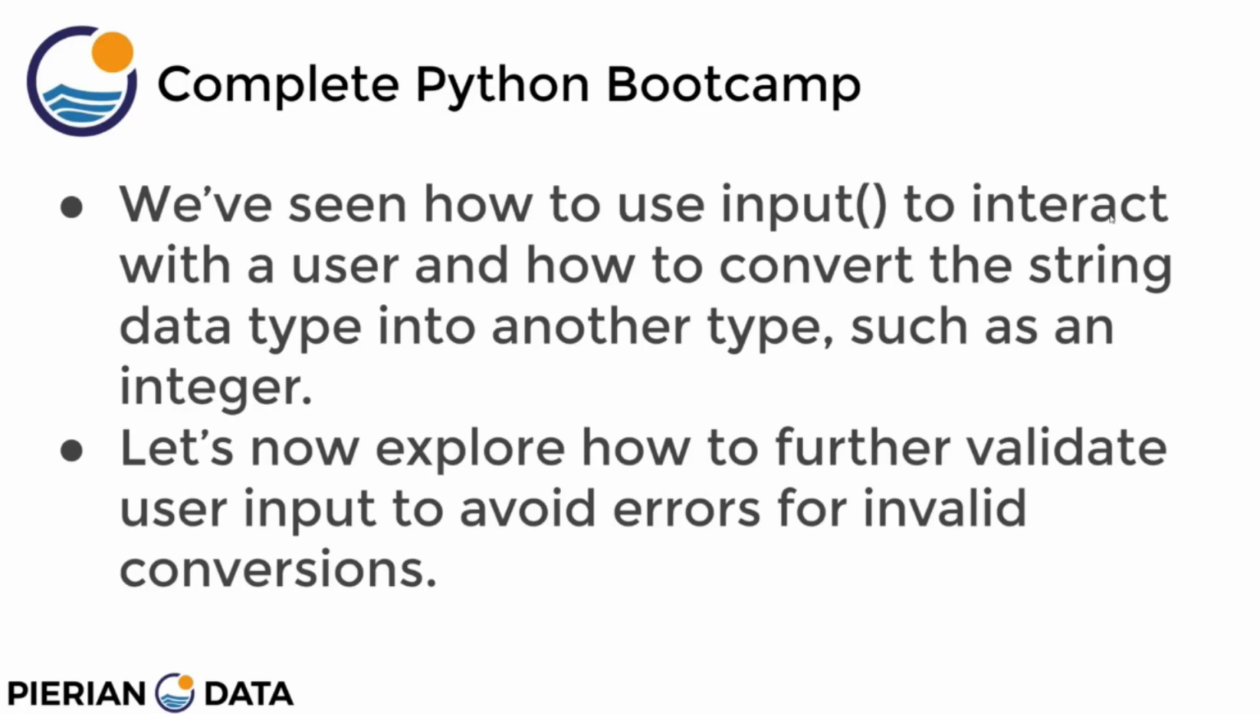However, recall that if the user passed in something that couldn't be converted correctly, we would get an error. So what we want to explore now is how to further validate that user input to avoid errors for invalid conversions, and instead have a while loop that keeps asking the user for input until we get a valid input, and then continue on to the next step. Let's see how this is done by jumping to the Jupyter Notebook.